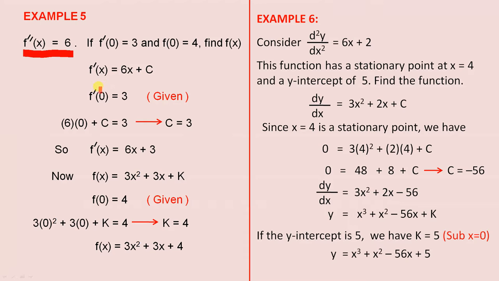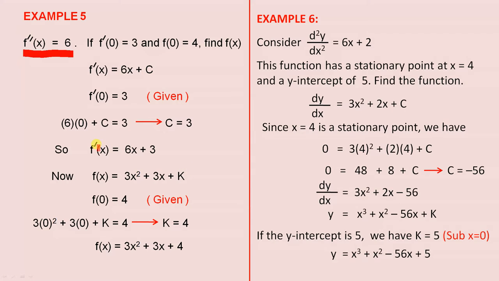Now we're given that f dash 0 equals 3. Therefore, we substitute 0 into here. So 6 by 0 plus c equals 3. Therefore c must equal 3. Therefore f dash x must be 6x plus 3, because c is 3.